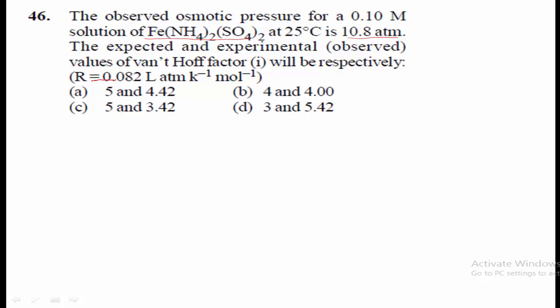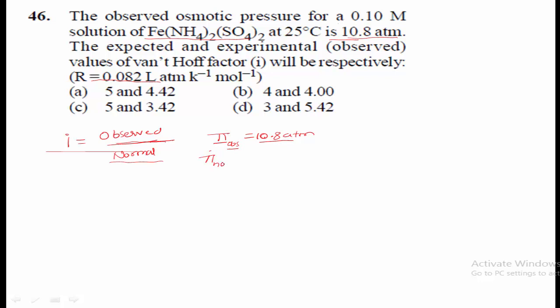Given R is equal to 0.082 liter atmosphere per Kelvin per mole. So how to solve this? Here, as you know, the value of i is nothing but the observed value of the colligative property divided by the normal colligative property value. Here they have given one of the colligative properties, that is osmotic pressure. So you have to mention the observed osmotic pressure and the normal osmotic pressure. The observed osmotic pressure of this solution is 10.8 atmosphere. So pi observed is equal to 10.8 atm, because the osmotic pressure is denoted as pi.